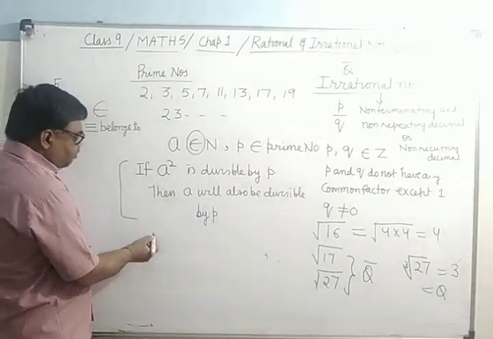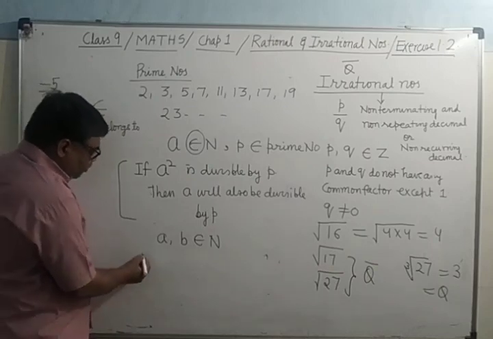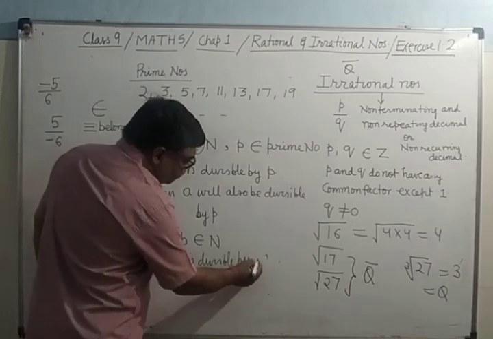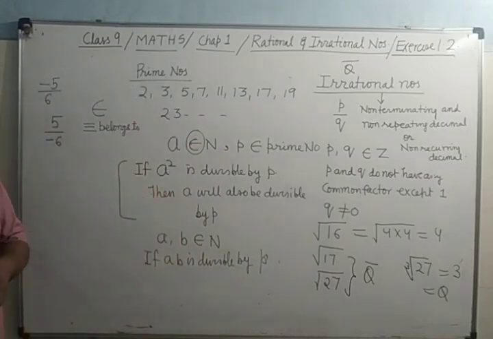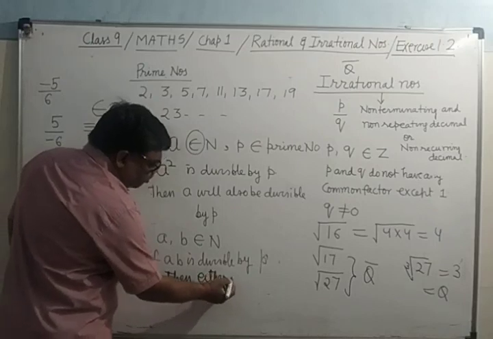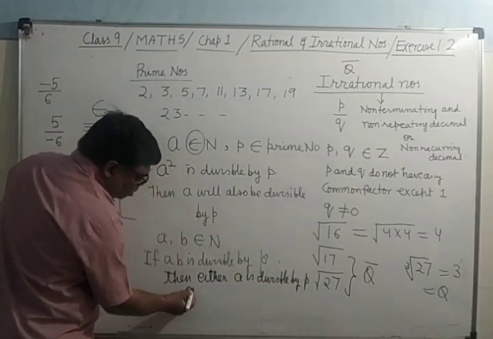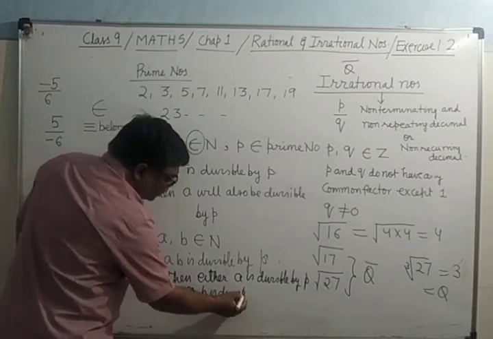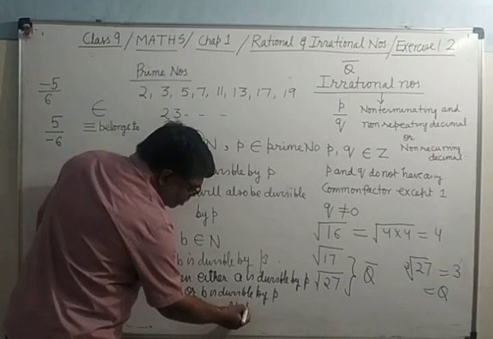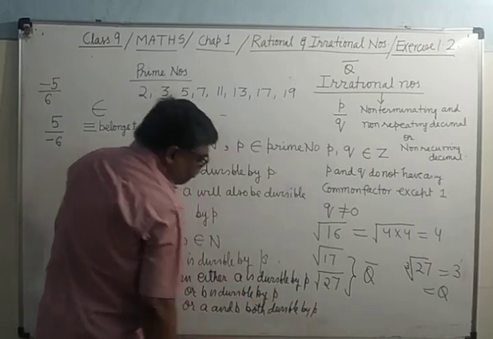If a and b are two natural numbers, and p is a prime number, if ab is divisible by p, then either a is divisible by p, or b is divisible by p, or a and b both are divisible by p. So you remember this.